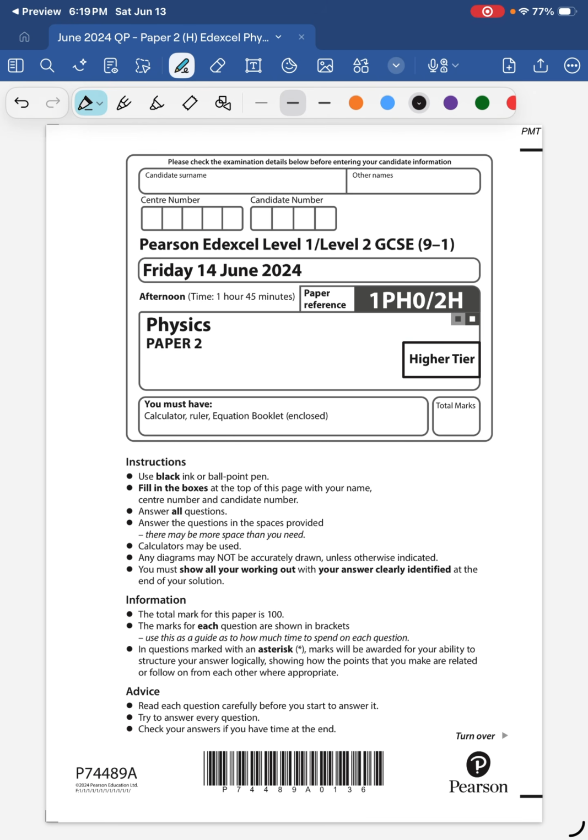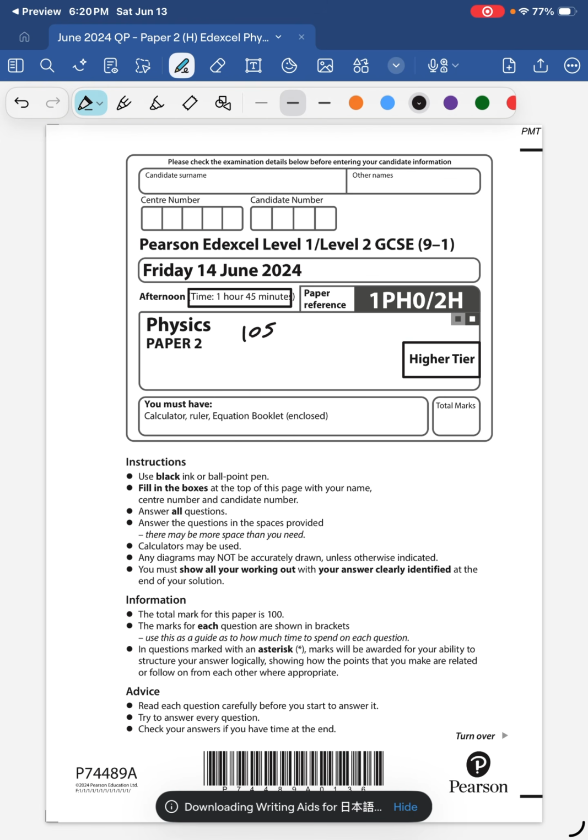Okay. Since this is probably a video watched by first time viewers, I always tell my students that they should devote about a minute per mark, which means that this paper lasts for an hour and 45 minutes. That's 105 minutes, right? And it awards about 100 marks.